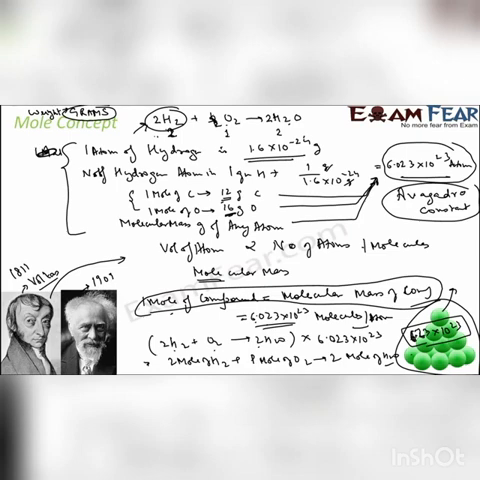Since we are in the mole, we can easily write the grams. See, 2 moles of hydrogen is nothing but 4 grams of hydrogen. 1 mole of oxygen is nothing but 32 grams of oxygen. And 2 moles of water is nothing but 16 plus 2, 18. 18 into 2, 36 grams. So now directly from the mole I can write the mass. And here, the law of conservation of mass: 4 plus 32, 36 grams on the left hand side, 36 grams on the right hand side.